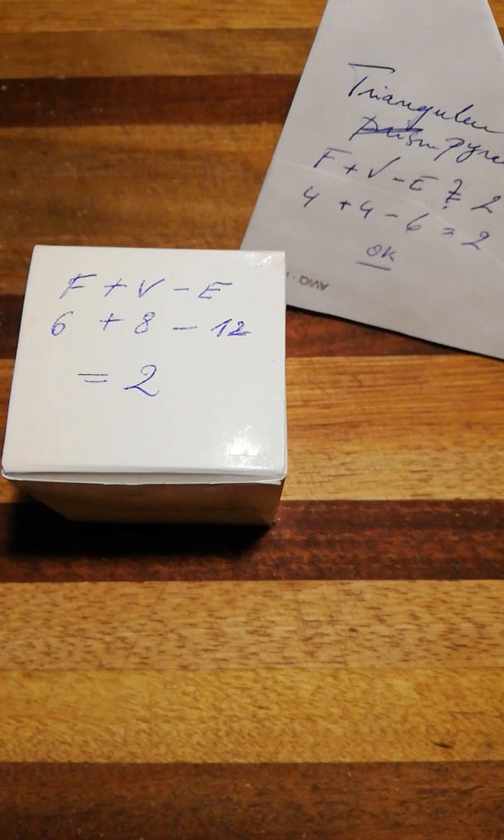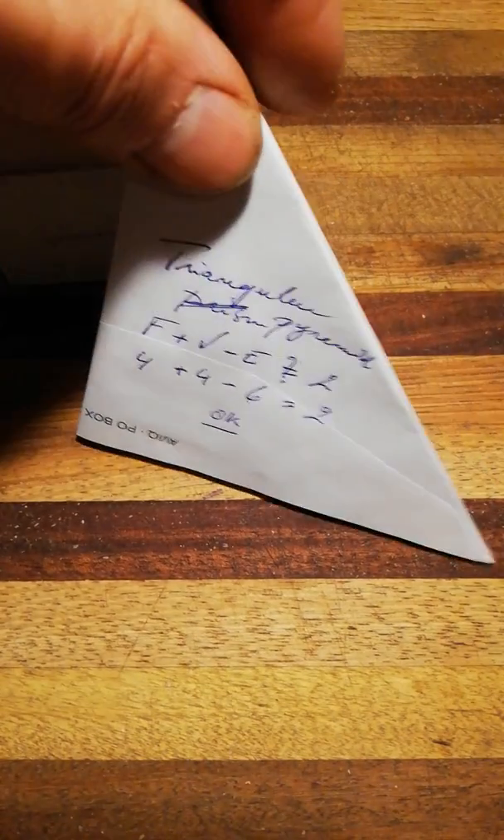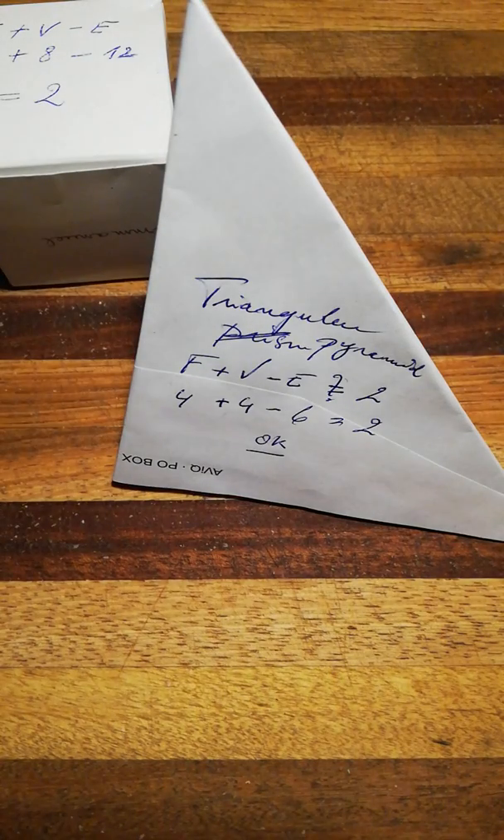Let's work that out. 6 plus 8 minus 12, that's 14 minus 12, which is equal to 2. But on Quora they mentioned that this identity, F plus V minus E equals 2, will hold for any polyhedron, any regular or any irregular polyhedron. And of course you could say I will check it for some other object. Well, let's do that for the triangular pyramid.